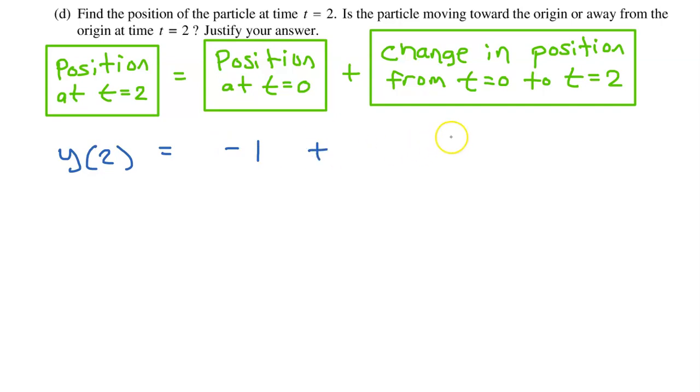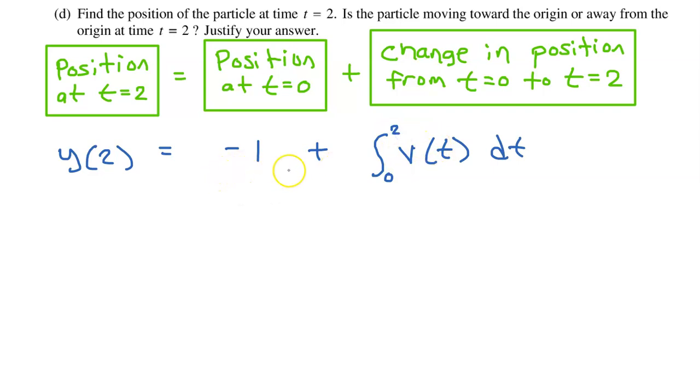Now here comes the trickier part. Here's something that you need to memorize. The change in the position function is the integral of the velocity function. You need to memorize this. So one more time, the change in position is always going to be the integral of the velocity function. If I want the change in position from time t equals 0 to t equals 2, then I will integrate the velocity function from 0 to 2.